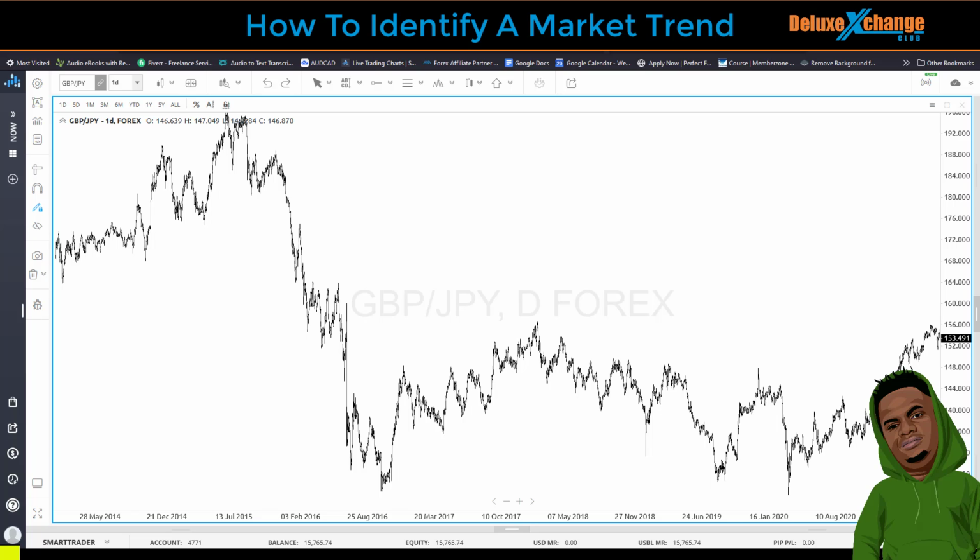All right, so the market can move in three directions. The market could either go down, the market could go sideways, or the market could be going up. When the market is falling or in a downtrend, we want to be looking for sell entries. It doesn't mean that you can't buy, but if you are buying in a downtrend, it means you are trading against the trend, and it's not recommended for beginner traders.